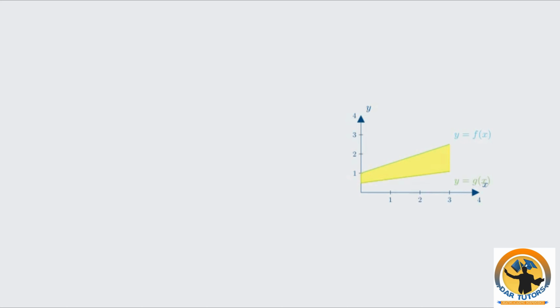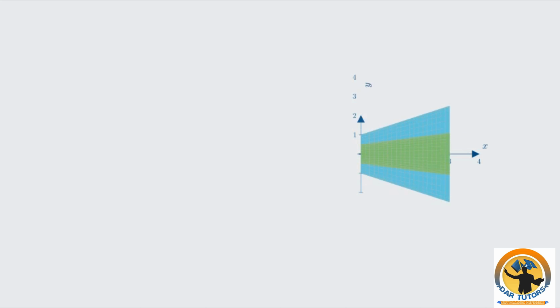For example, suppose we have an upper function y equals f of x and a lower function y equals g of x, and we revolve the region between them about the x-axis. This will create a solid with a hole in the middle, like a washer or a donut. We call this the washer method.